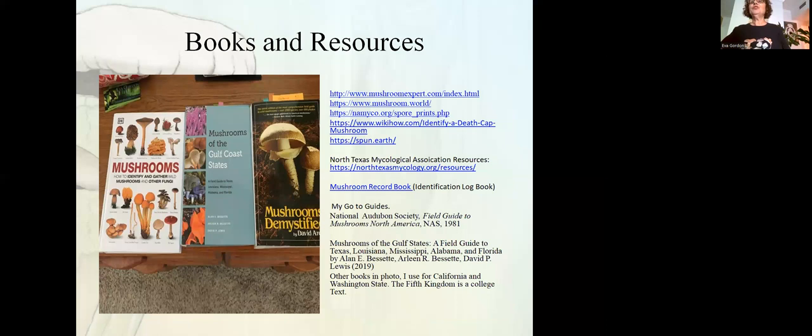These are some of my favorite books, Mushrooms of the Gulf Coast. There's an old Texas mushroom book, but it's really old and, you know, you can't find it. But Mushrooms of the Gulf Coast probably gives you a good idea of most of the mushrooms here.